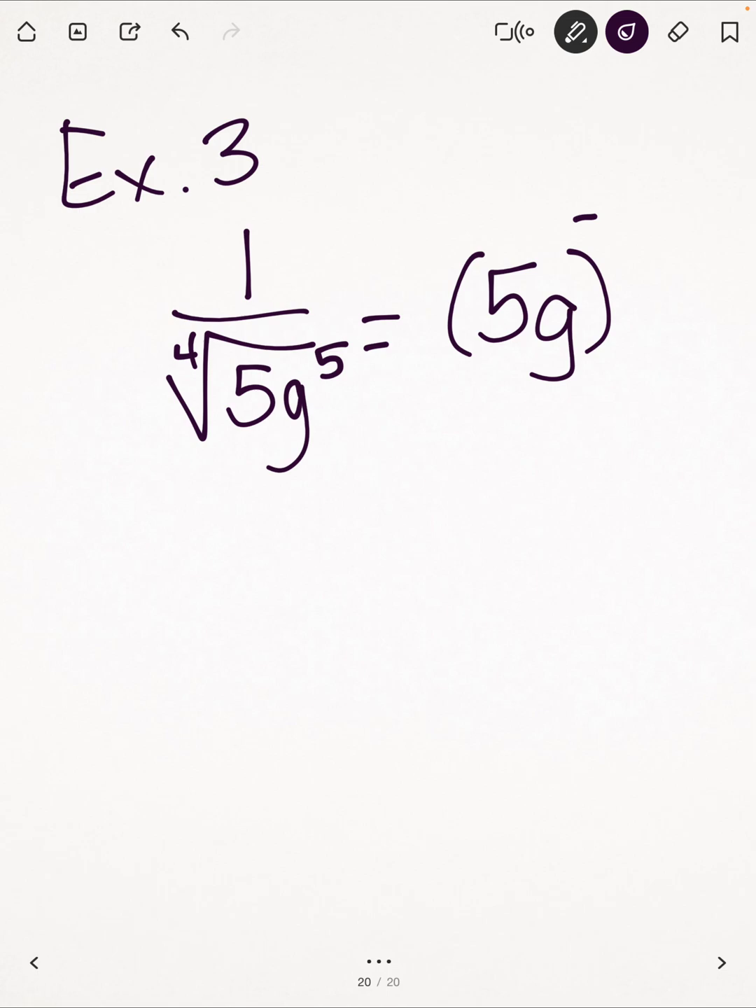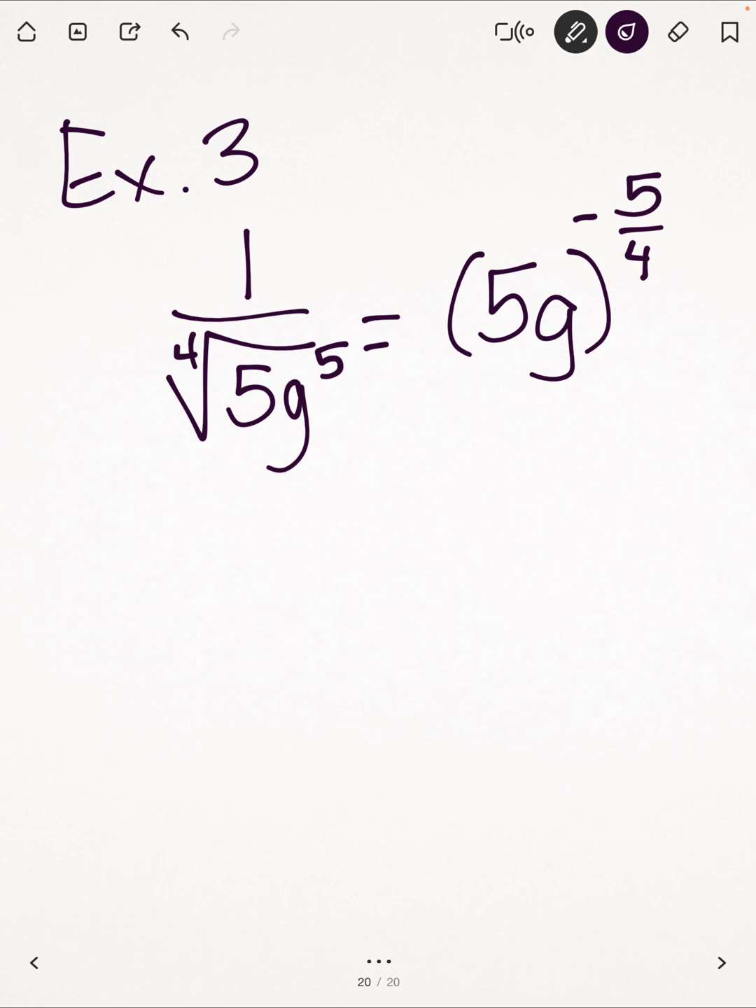And remember, going back to our expression, the front number goes on the bottom of our fraction. The number in the back goes on the top of our fraction. So now 1 over the 4th root of 5g to the 5th becomes 5g in parentheses to the negative 5/4.